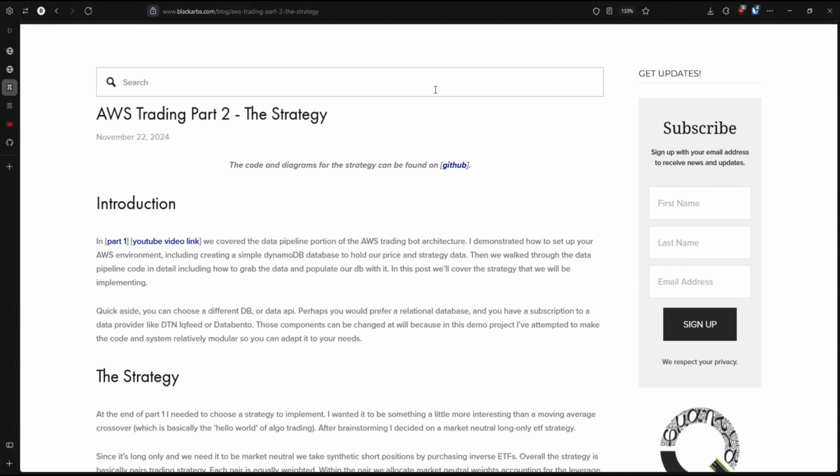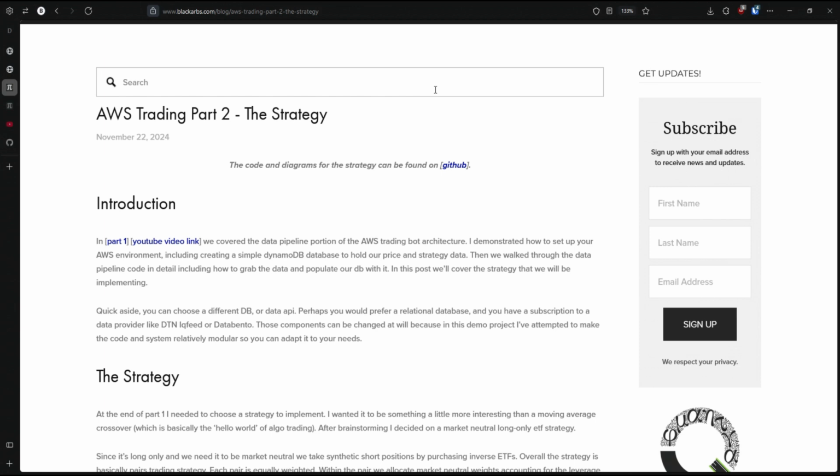Okay, welcome to part two, AWS trading. And today we're going to discuss the strategy that we'll be implementing. And just to note that the code and the diagrams for the strategy can be found on GitHub.